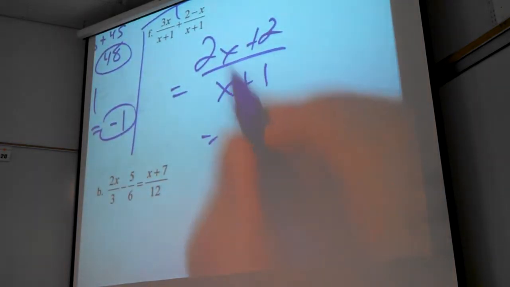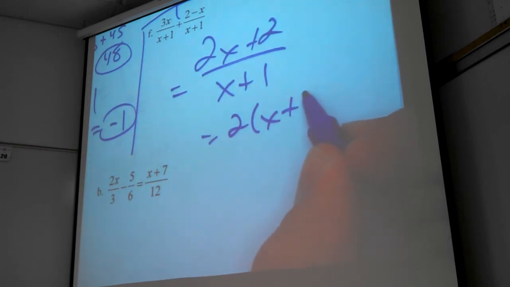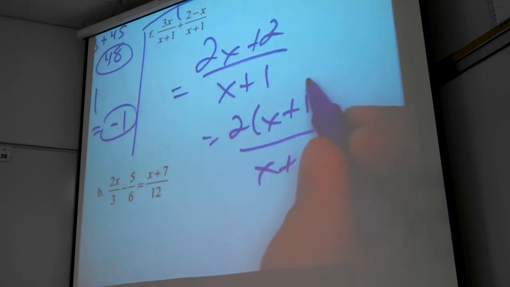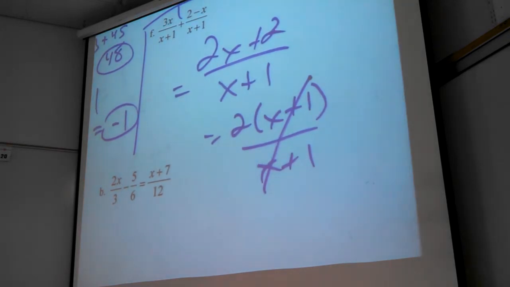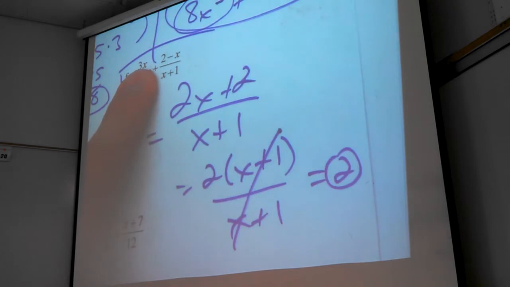What do you got on the top here when you factor? 2x plus 2. 2 times x plus 1. So the x plus 1's cancel. I like it. So you just get 2. So that's kind of interesting. If you think about it, no matter what you make x, 2 is the answer.